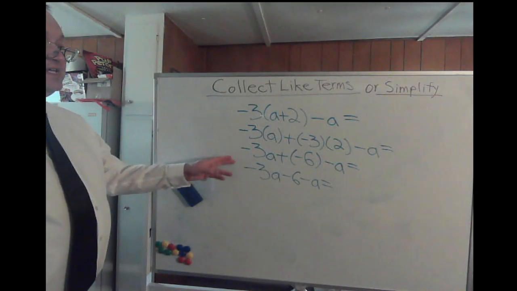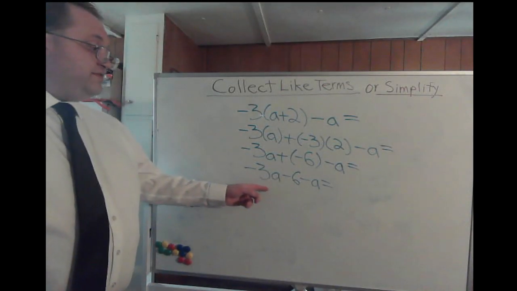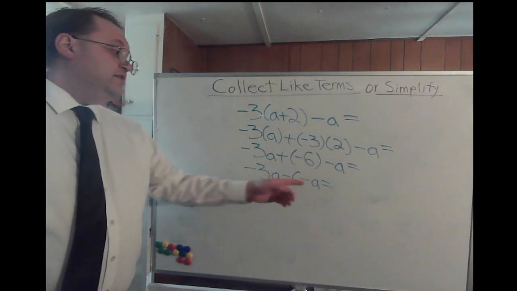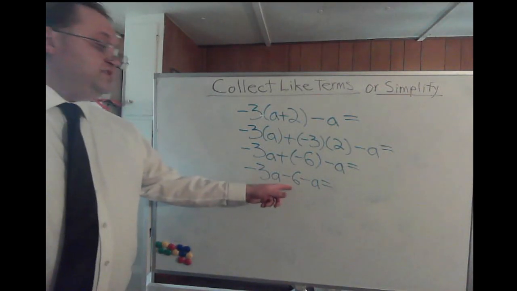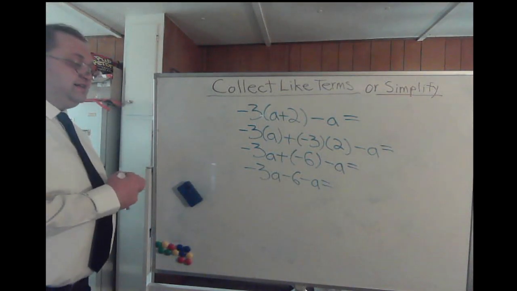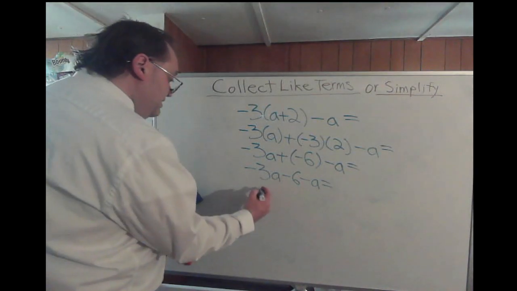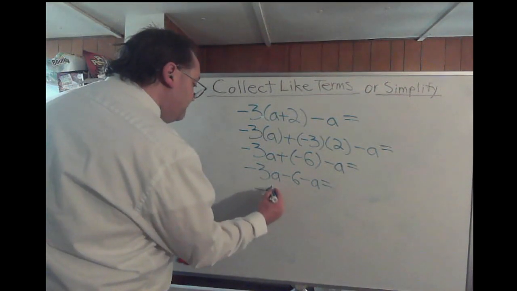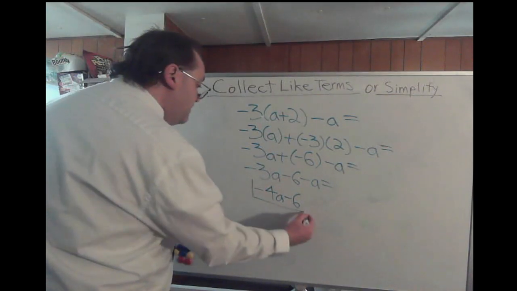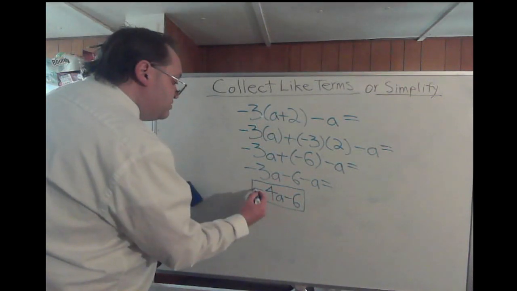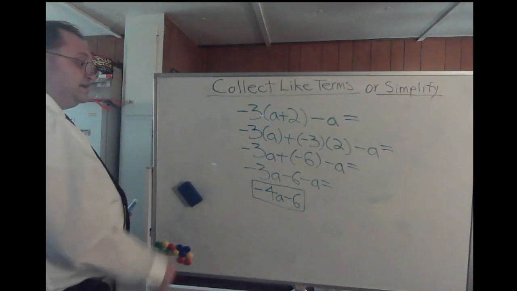Okay. Now that we've undone the parentheses in the distributive property, we can find like terms. We have negative 3a and negative a. Those are like terms because they both contain the variable a. That negative 6 will hang out on its own since it's a constant. So we do negative 3a minus a. That would be negative 4a. And then just the minus 6. So your answer is going to be negative 4a minus 6. That's all you would get.